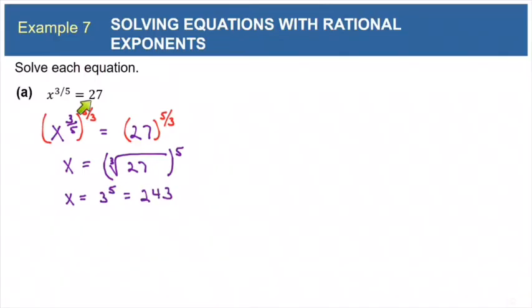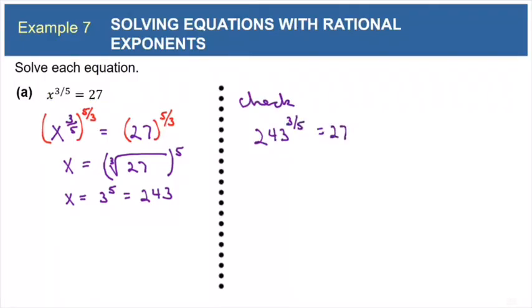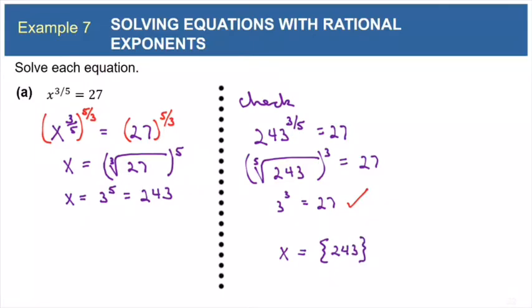And now let's check our solution by plugging 243 back into the original equation. So again, I'll write this with radical notation, so it's going to be 5th root of 243 raised to the 3rd power equals 27. Well, let's see. The 5th root of 243 would be 3. And then that says 3 to the 3rd power equals 27, which we know is true. So this solution does check, and we find that x equals 243.